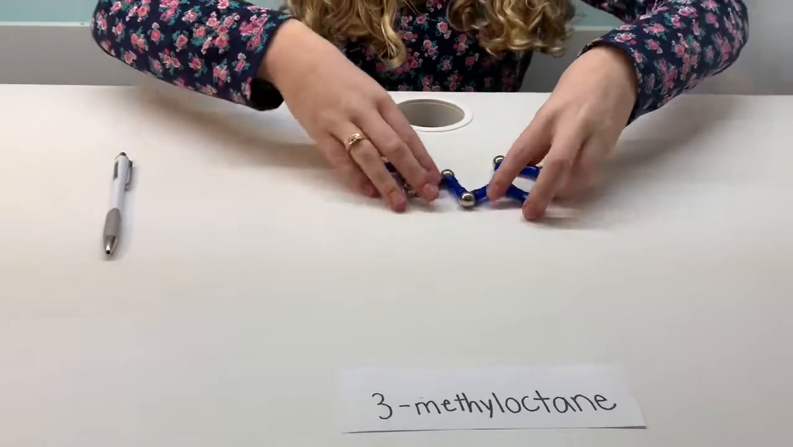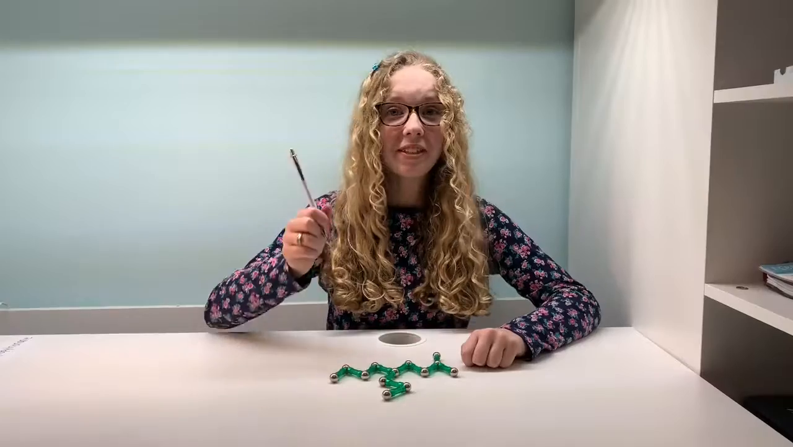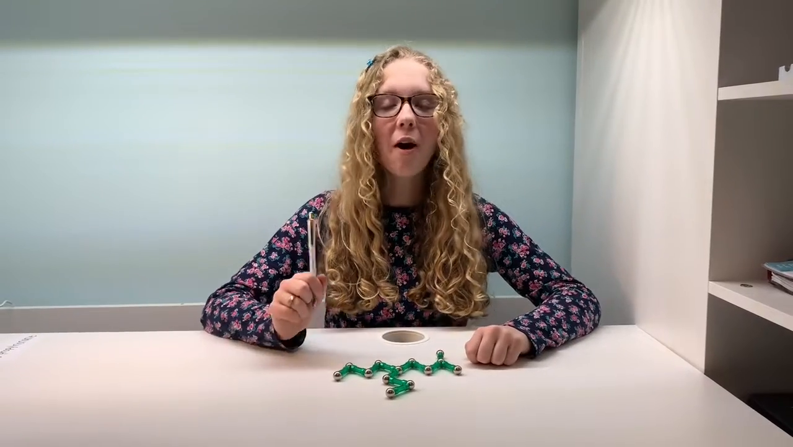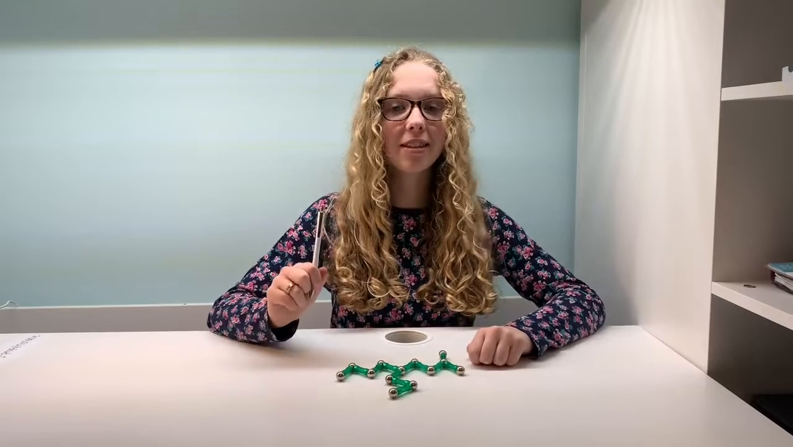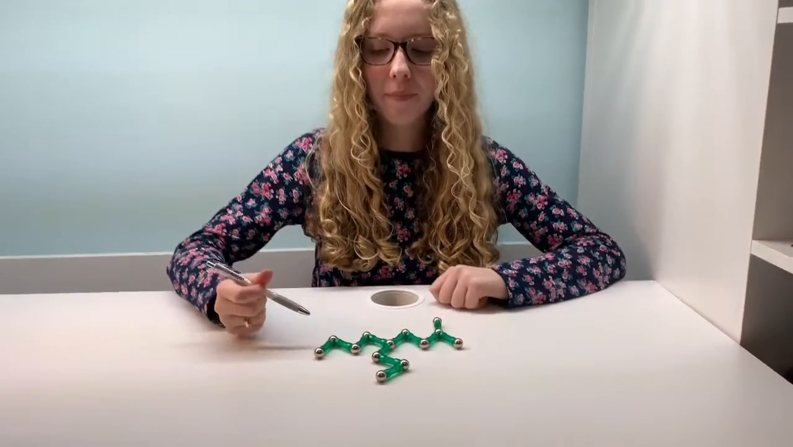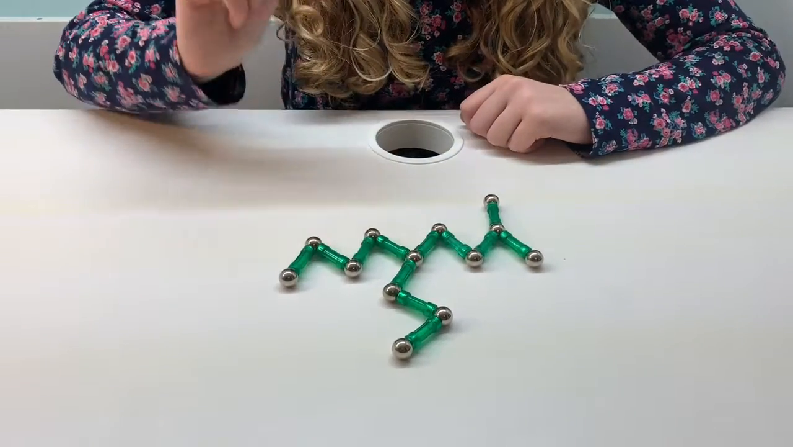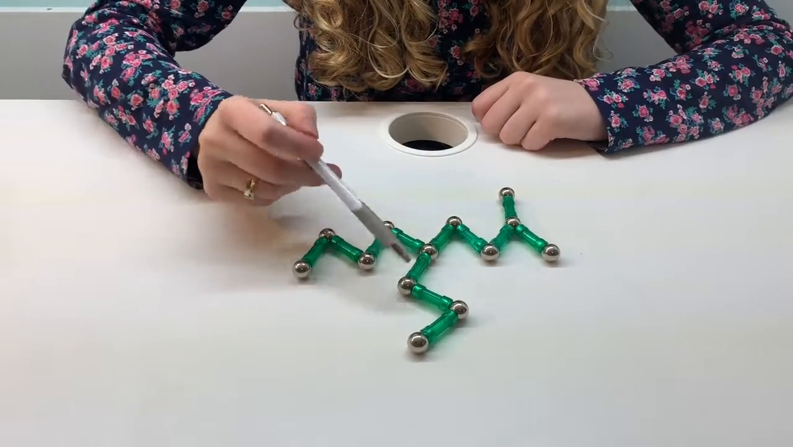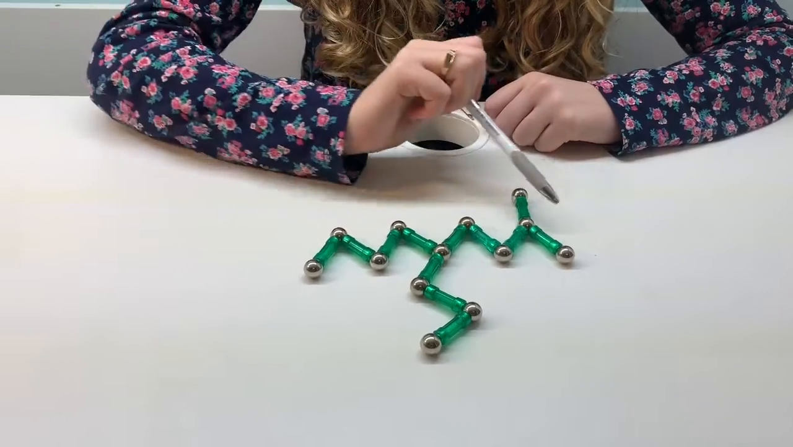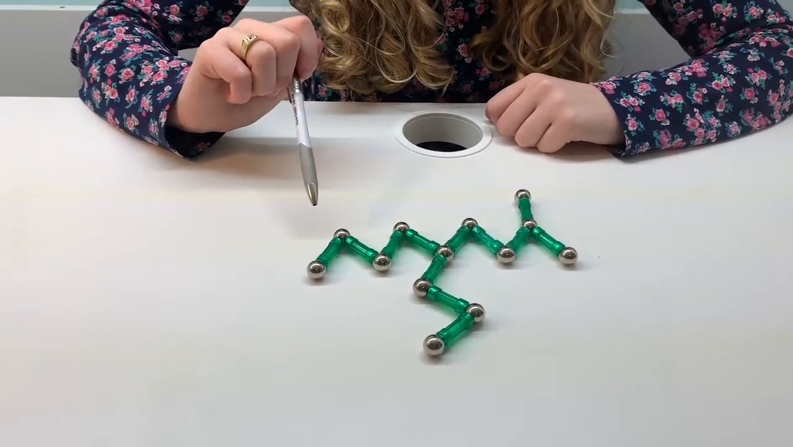Now, let's get rid of this. Let's try another example. So we always start the same way, by counting the longest carbon chain. Let's try it. 1, 2, 3, 4, 5, 6, 7, 8, 9, or 1, 2, 3, 4, 5, 6, 7, 8. So 9 is the longest carbon chain.